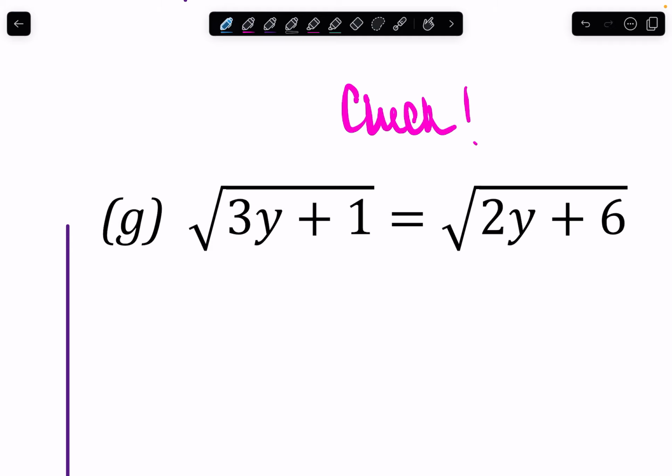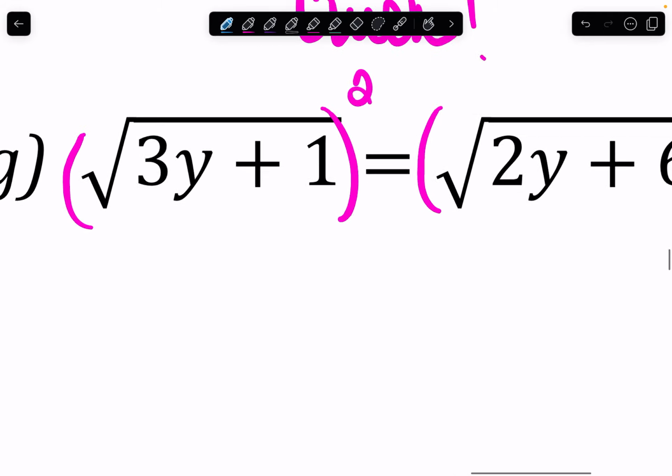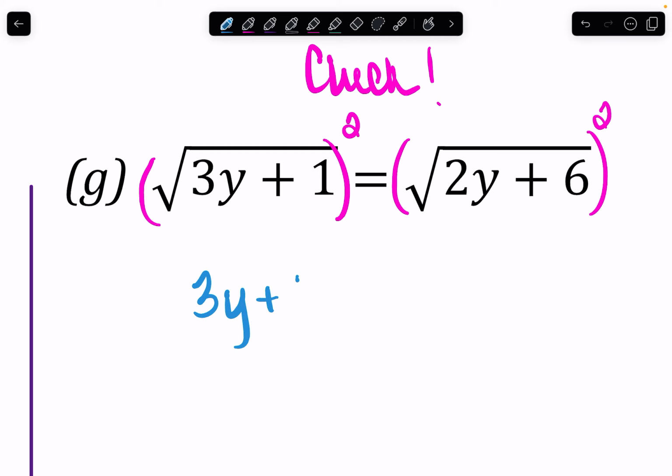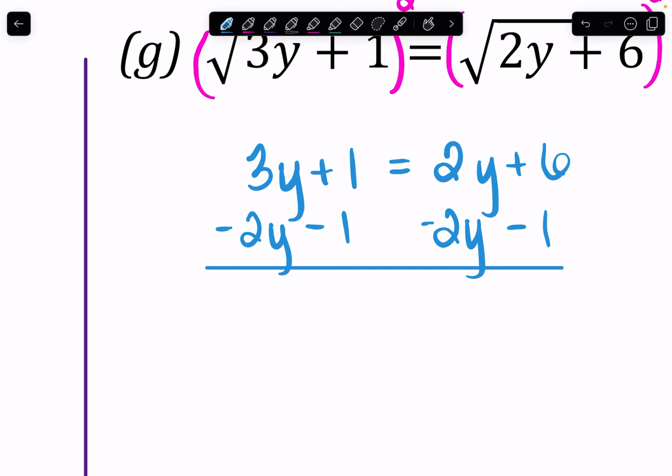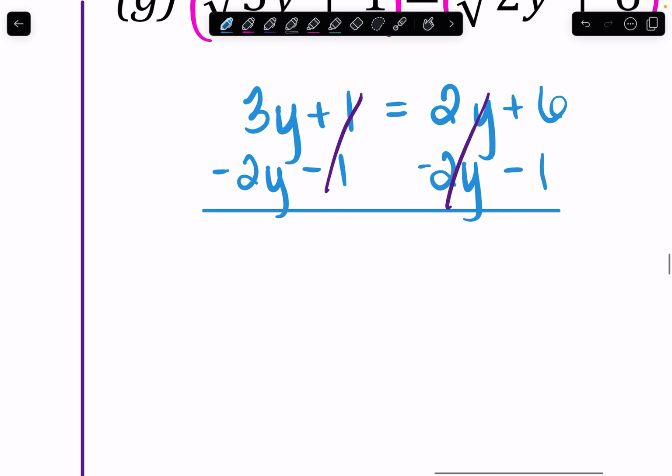Since they're square root equations, immediately square. So I'm going to square the entire left and the entire right. All right, square removes the square root, so 3y plus 1 equals, same on the other side, 2y plus 6. All right, I need to get my y's on one side, so I'm going to subtract 2y. I want the numbers to go the opposite way, so I'm going to do it at the same time. So I'm going to move the 1 to the other side. So variables one side, constants opposite. So the 1's are gone and the 2y's are gone. 3 minus 2 is 1, y. 6 minus 1, 5.